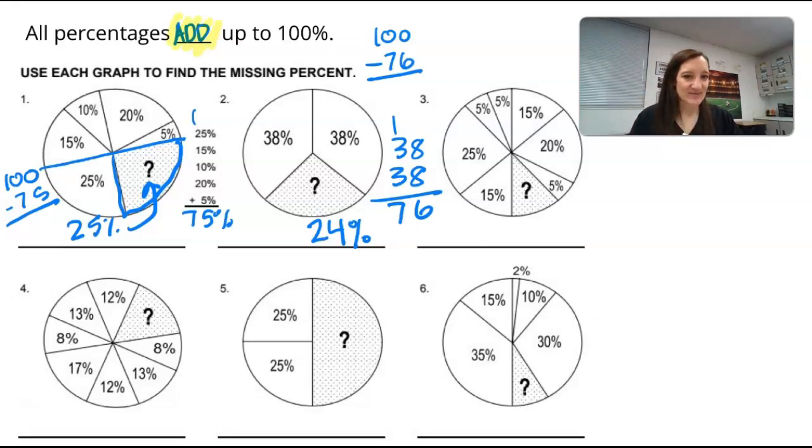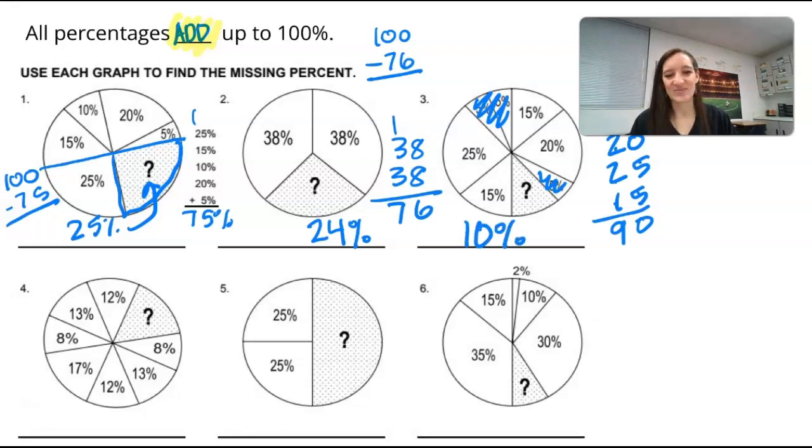All right, this last one looks super fun. Maybe we'll go 5, 10, there's 15, 15, 20, 25, and another 15. 5, 10, 15, 20, 20, 30, 40, 50, 60, 70, 80, 90. What's left? 10%. All right, it's your turn again. Figure out what is missing in these percent pie charts below.